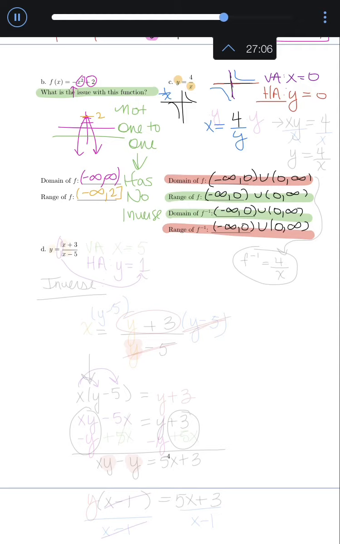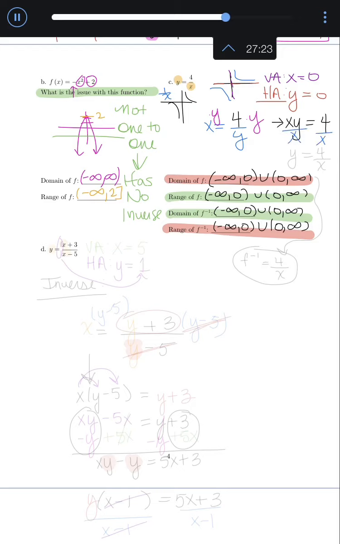How would you solve this guy for y? Well, you'd have to get y out of the denominator by multiplying both sides by y first. That would get us xy equals 4. So to solve for y, we divide both sides by x.